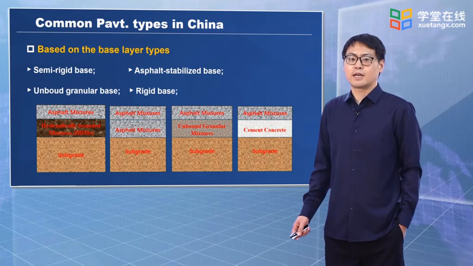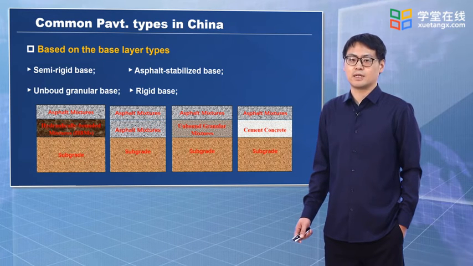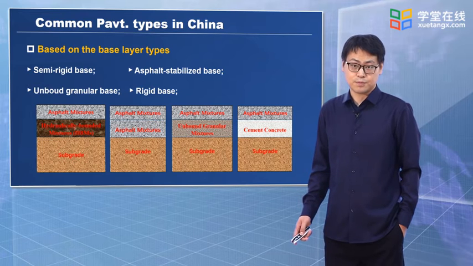Semi-rigid base layer can be materials like cement or lime fly ash stabilized crushed stone. It can be used for all traffic levels. Rigid base layer can be materials like lean cement concrete, plain cement concrete, or reinforced cement concrete. Cement concrete can be used for heavy or above heavy traffic levels.